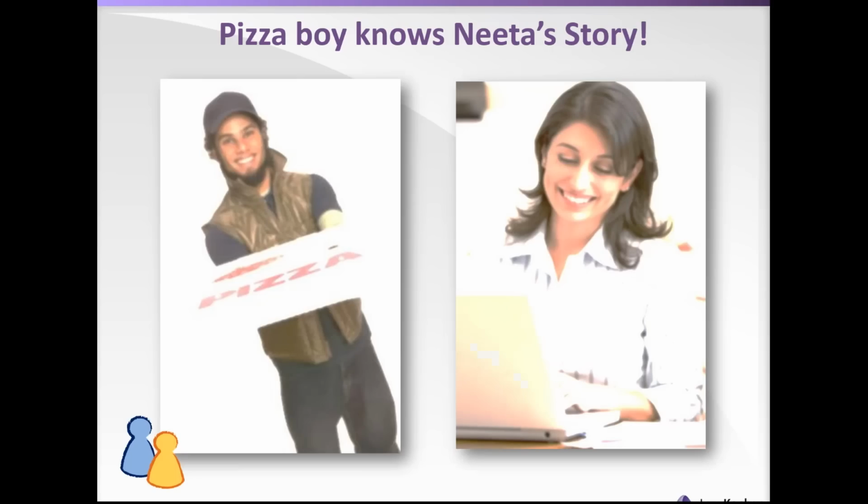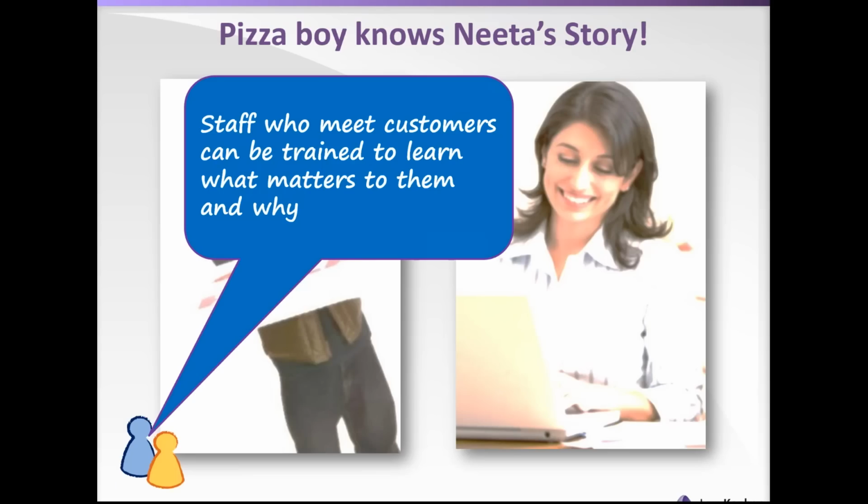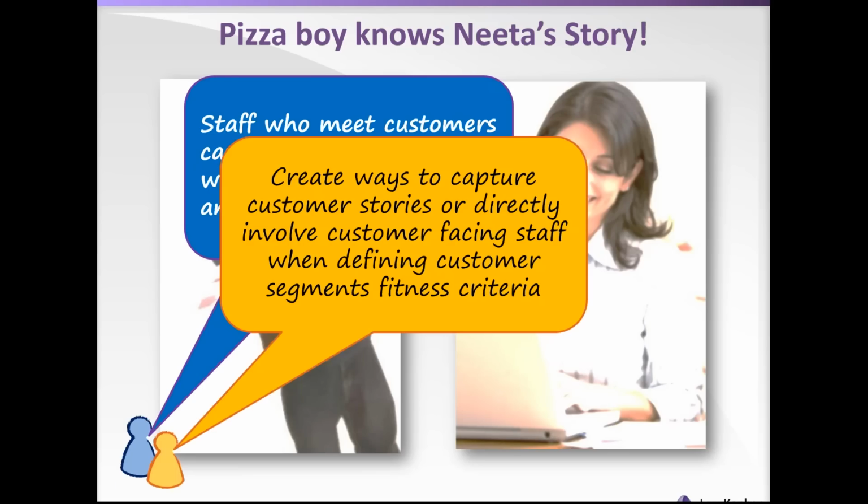Yet it's vital information for the survival of the business. Pizza Boy here, he knows Neeta's story, right? He's one of the staff who meets the customers. And if we're going to learn how to create the right fitness criteria metrics, the right KPIs, we actually need to know the information that our frontline staff have, in this case our Pizza Boy. We need to know the stories he's captured. We need to understand our customers based on our segments, our segmentation of the customer base.